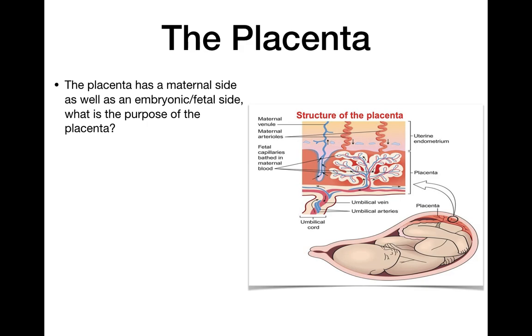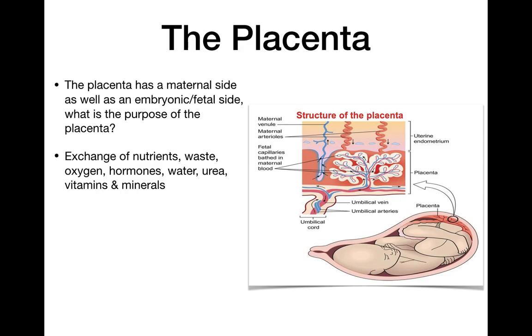Well, everything that the fetus and embryo need, nutrients, etc., and things it produces that it has to get rid of, like waste, all has to be dealt with through the placenta. So it's an exchange place for nutrients, waste, oxygen, carbon dioxide, hormones, water, urea, vitamins, minerals, all those different things. And the blood of both, the mother and the fetus or embryo, don't mix.